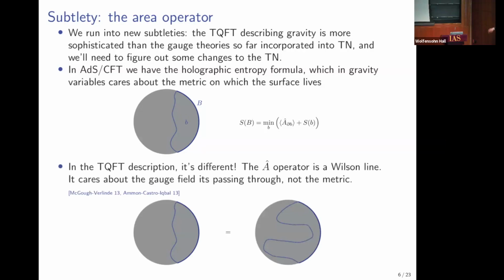But in the TQFT description, it's different. This A hat operator translated into the TQFT variables is a certain kind of Wilson line. And it cares about the gauge field it's passing through, not the metric. So in particular, if there's no matter around, and we were trying to use the TQFT description of the bulk to compute, say, the entropy of capital B, it would involve this Wilson line. But the Wilson line wouldn't care if it was going here or there. This area in the TQFT description cares about the target space geometry, not this worldsheet geometry. The geometry that the TQFT lives on is irrelevant to this formula.